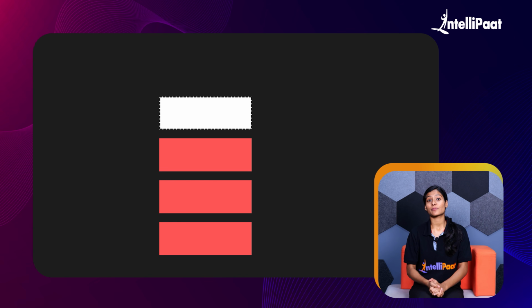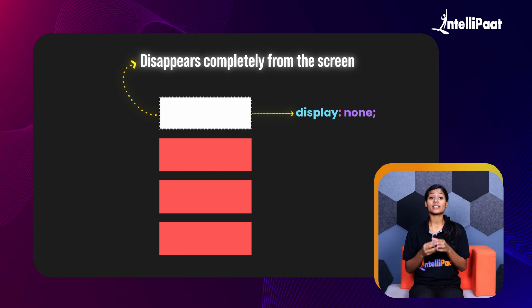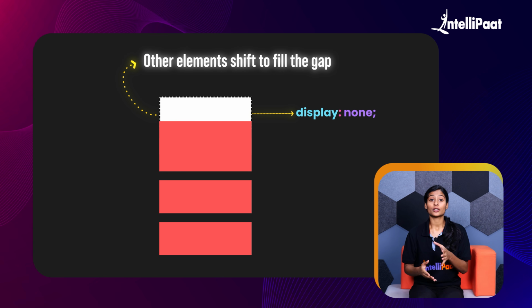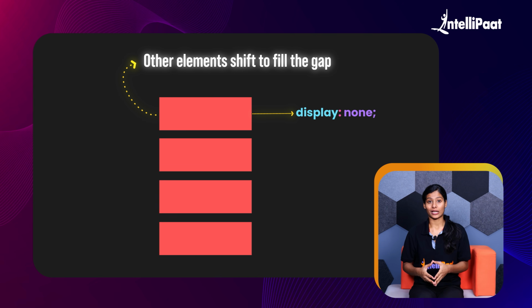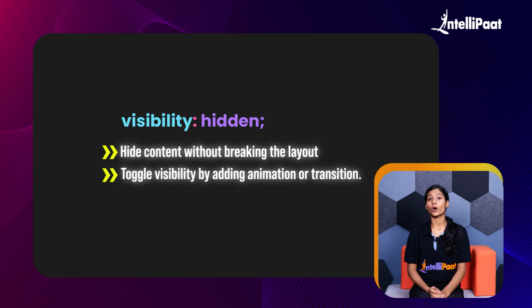But in the case of display none, not only does the object become invisible, but it disappears completely from the screen, and the other elements shift to fill the gap. So in a nutshell, use visibility hidden when you want to hide some content without breaking the layout, or if you want to toggle visibility by adding some animation or transition later down the line.